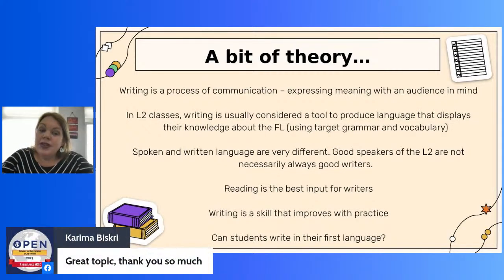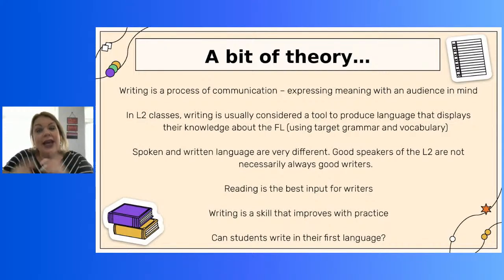We have to remember too that spoken and written language are very different. Good speakers of the L2 are not necessarily always good writers, and vice versa, right? Think about your own students right now. Think about some of the students that you know. I'm sure you can think of some students who are very good writers, but who don't speak as well, or vice versa. Some of your students may be very fluent speakers, but their writing needs some work, right? So not always our best students are going to write and speak well. It's not always a given, right?